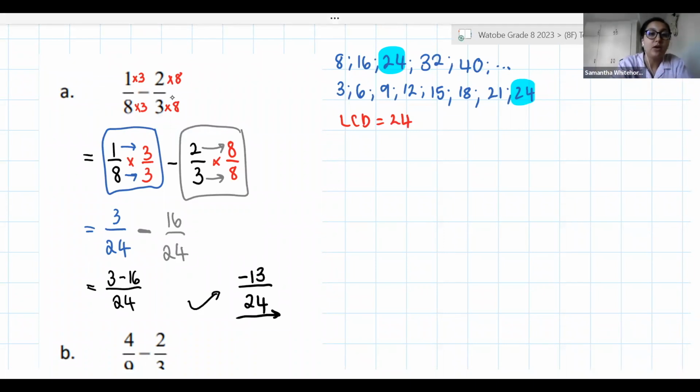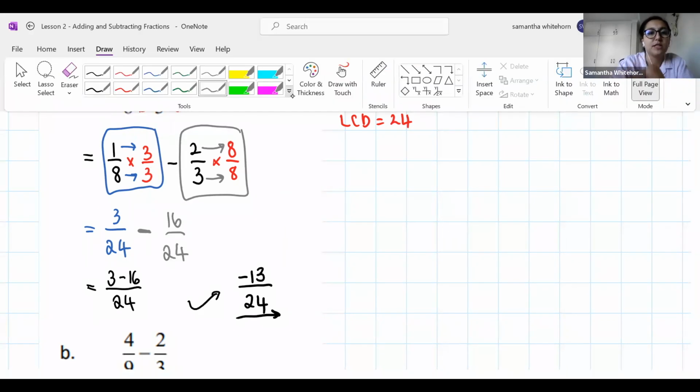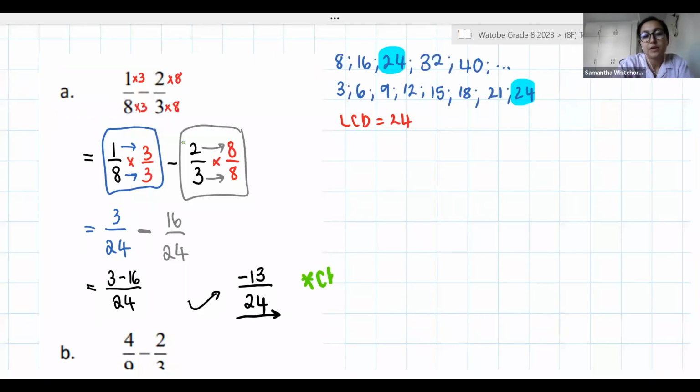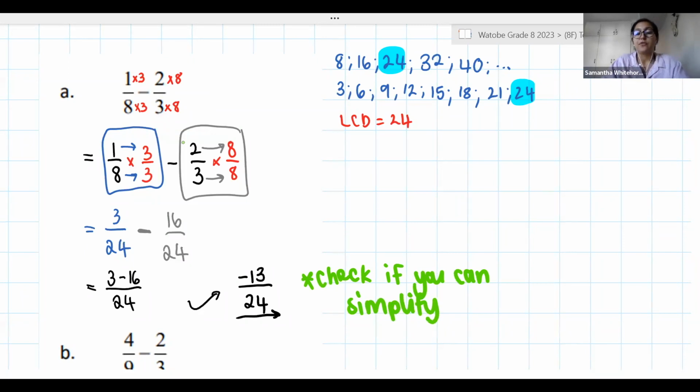Now just remember, you always want to check if you can simplify your fraction. If you aren't sure, type it into your calculator. Your calculator will always give you the most simplified answer of your fraction. Now, 13 and 24, there's nothing I can divide into both of them. 13 is a prime number. So unless I could divide 24 by 13, I can't simplify that any further. And so that is my final answer.